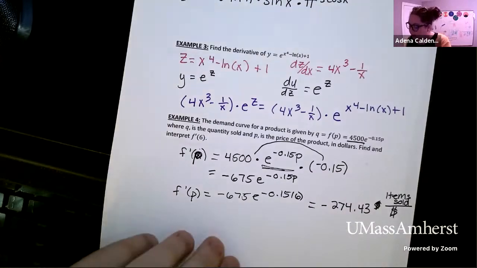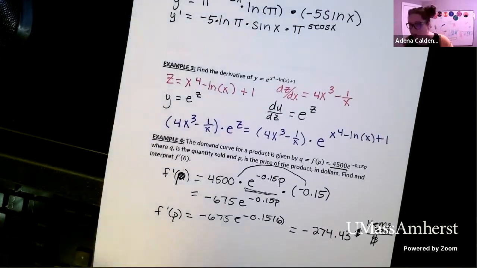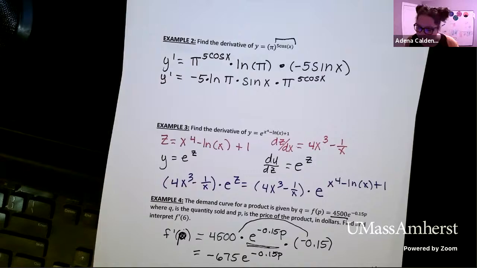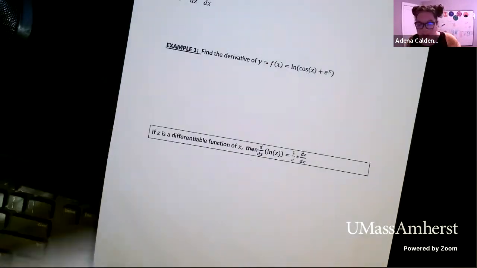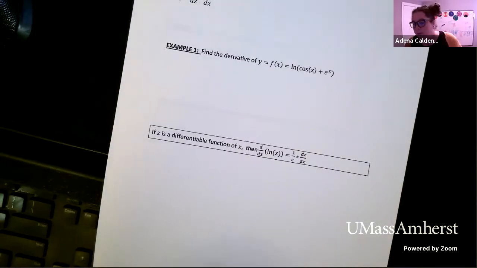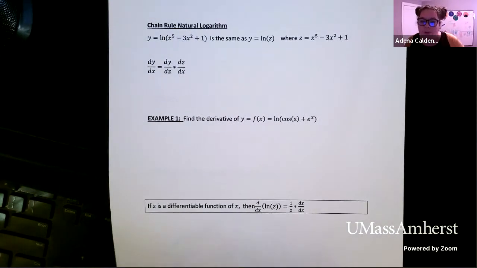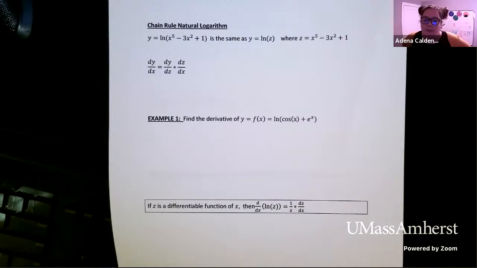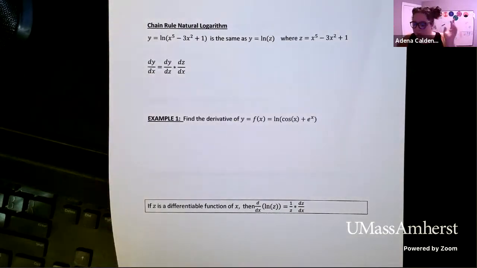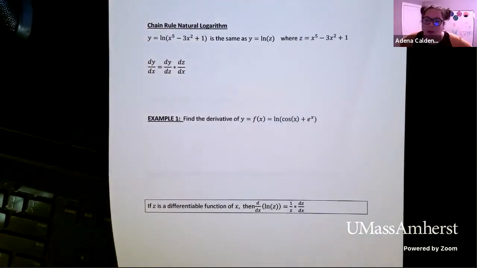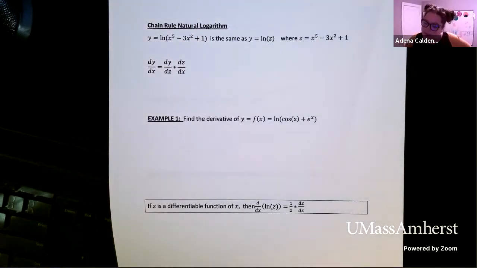So those are the exponential function examples and rules, and then we obviously have the ones we did last time as well. So the next type of rule we're going to look at is the chain rule for the natural log. So that's the next type. So we've looked at the power rule, we've looked at exponentials, and now we're looking at the natural logarithm.